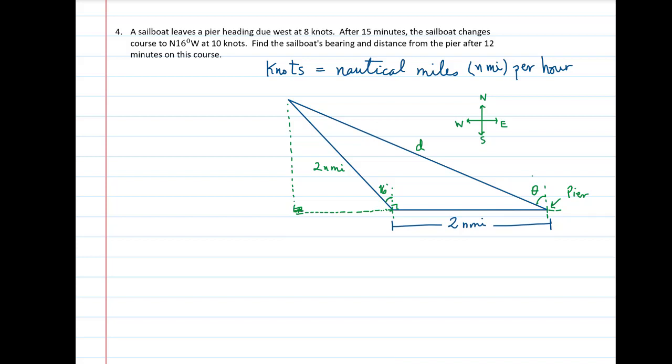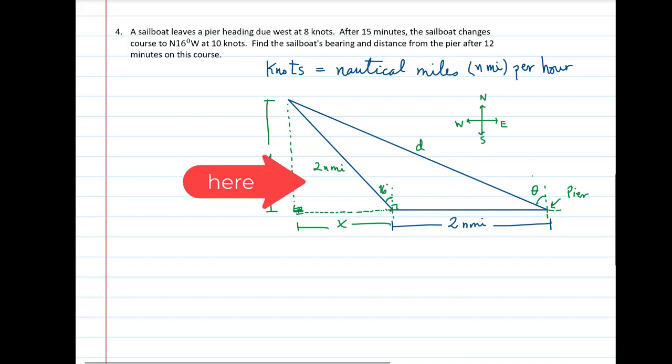Let's go ahead and call this X and Y here. Let's find this X and Y, and then it'll be easier to find D. So the first thing we want to do is look at this small right triangle here. The hypotenuse of this small right triangle is 2, so we just need an angle. Since we have 16 here, the sum of the two has to be 90, so this angle is going to be 74 degrees.